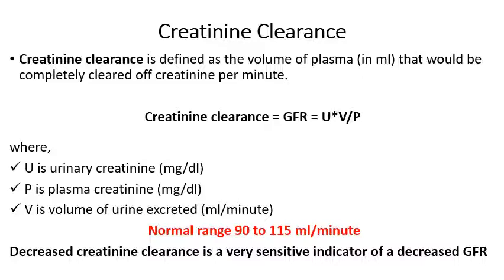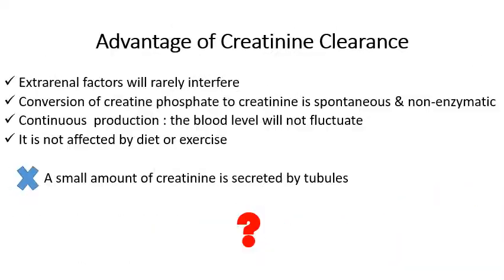Now, the definition of creatinine clearance: the volume of plasma in ml that would be completely cleared of creatinine per minute is creatinine clearance. The same equation applies here: C, that is creatinine clearance, is equal to UV by P. U is urinary creatinine, P is plasma creatinine, V is the volume of urine excreted in ml per minute. The normal range of creatinine clearance is 90 to 115 ml per minute. Decreased creatinine clearance is a sensitive indicator of a decreased glomerular filtration rate.